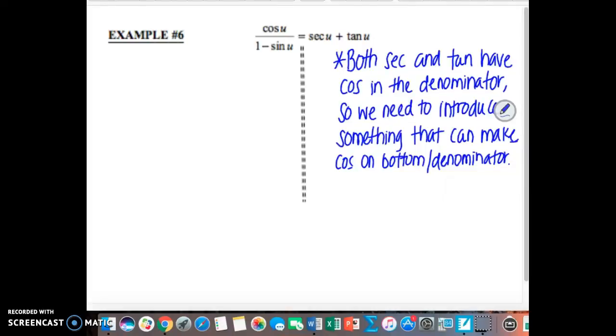This is Miss Steele's Precalculus, Section 7.1, Day 2 notes. This is Part 2 of the notes, so we are finishing up on Example 6.